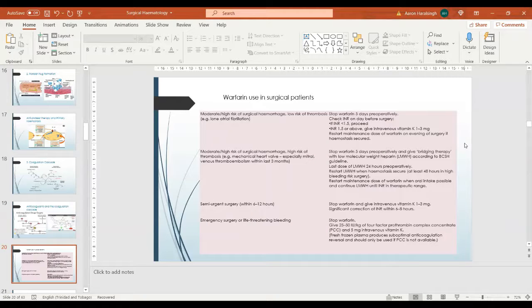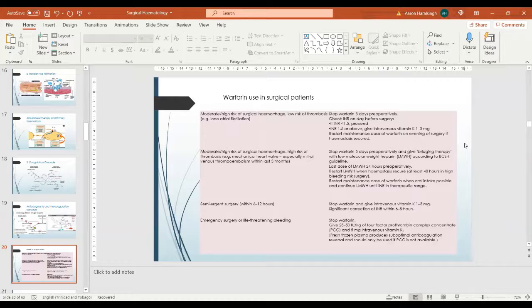So there are a few guidelines for the use of warfarin in patients. So those who are at moderate or high risk of hemorrhage, but who have a low risk of thrombosis. For those patients, you can stop warfarin 5 days preoperatively, check the INR. If the INR is less than 1.5, you can proceed to surgery. If it is more than 1.5, then you want to give IV vitamin K, about 1 to 3 milligrams. And once the operation is done, you can restart warfarin on the evening after surgery once hemostasis has been secured.